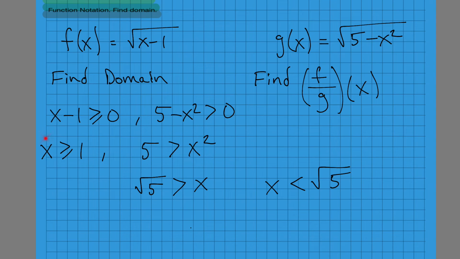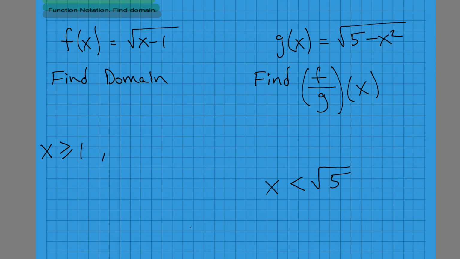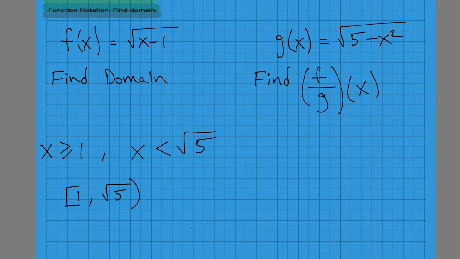So we have x is greater than or equal to 1, and x is less than square root of 5. Putting those in interval notation, greater than or equal to 1 is going to be a square bracket, and less than square root of 5 is going to get a round bracket. So here's our domain.